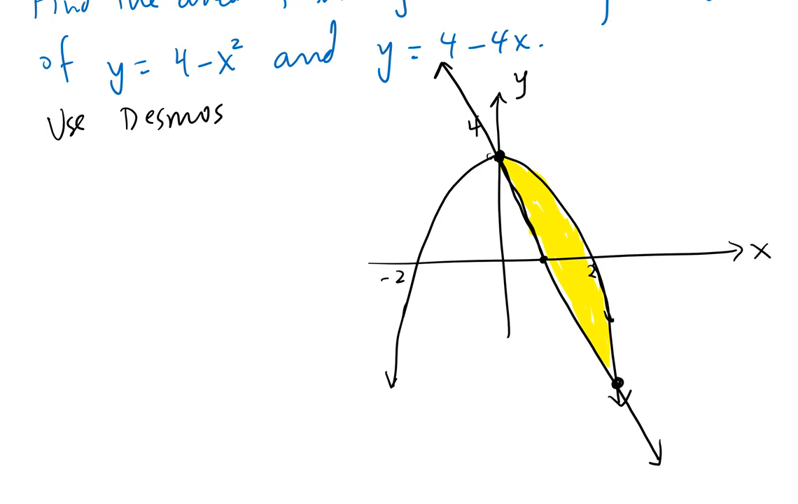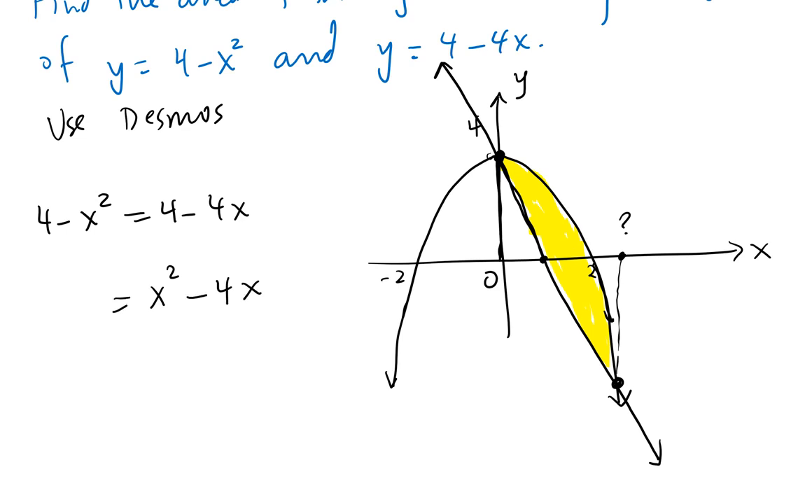In this case, I want to find where they intersect. It seems they intersect at 0 here and at some other point that I don't know. So to find their point of intersection, we set them equal to each other. Add x squared to both sides and subtract 4 on both sides. You can factor x out, x minus 4. So that gives us x equals 0 or x equals 4.